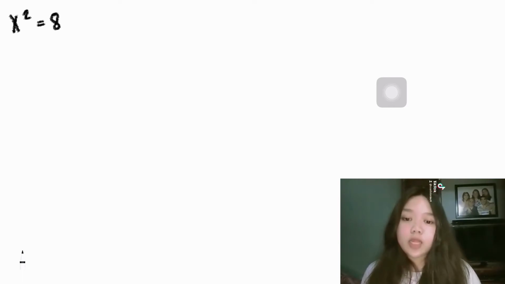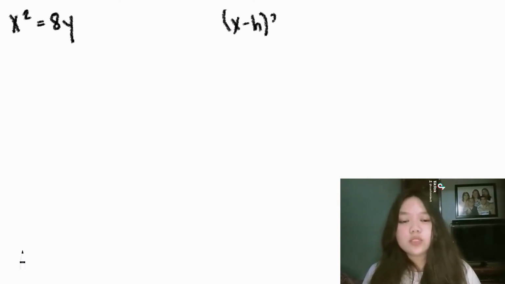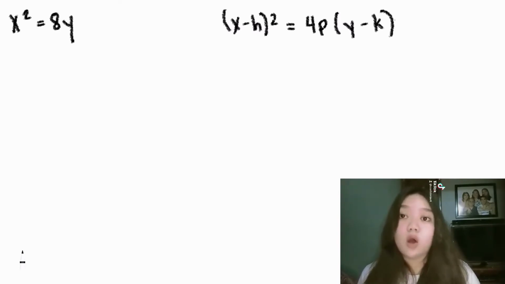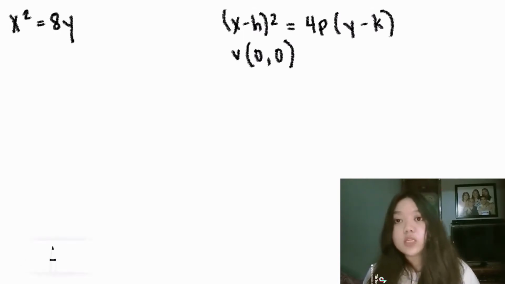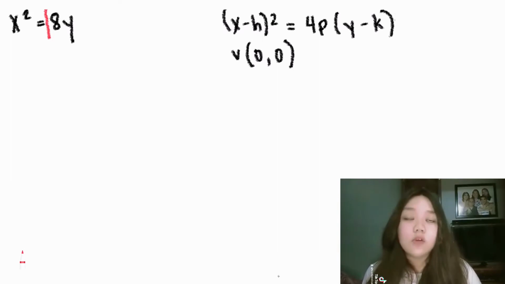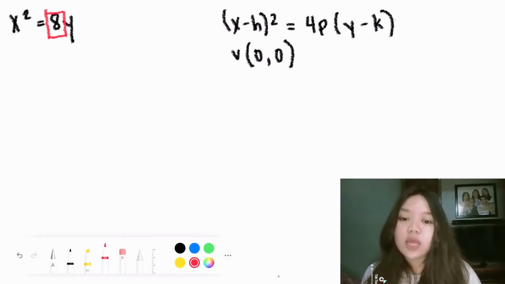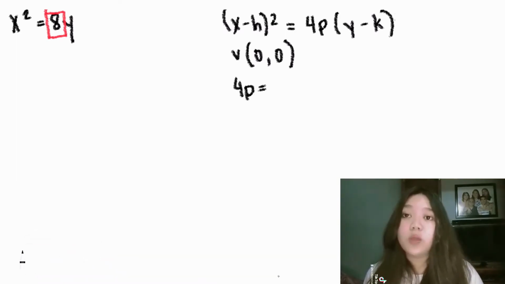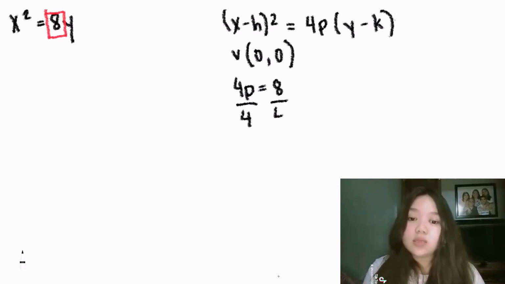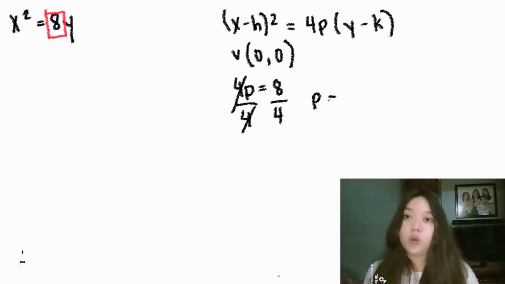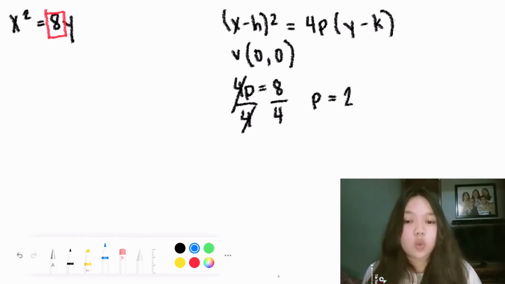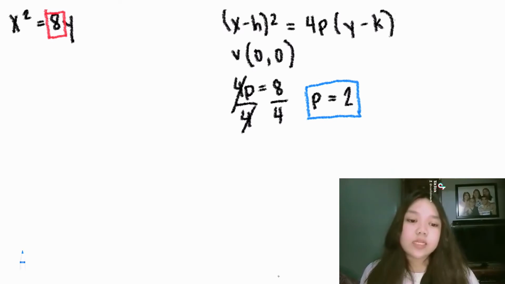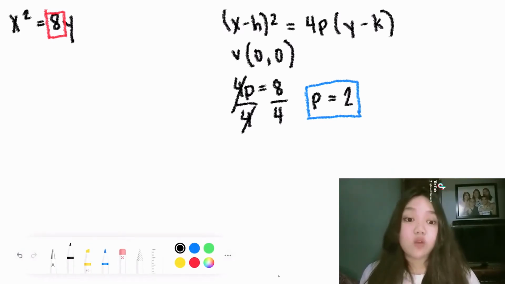Okay, so let's now go to our first standard formula example. So in this example, we were given the equation x squared is equal to 8y. And then to find the parabola, we need to use the equation x minus h squared is equal to 4p times the quantity of y minus k. So the first thing that we need to do is to find the vertex of the parabola, of course. And since in the equation x squared is equal to 8y, there's no h and k given, then our vertex is automatically 0, 0. Then as we can see in the equation, the x value is the squared one, meaning that our parabola will either open downward or upward. But since the value beside y, which is 8, is positive, then our parabola is gonna go upward. Then to find our p, we're gonna equate 4p to 8, then divide both sides by 4 to isolate the p value. So 8 divided by 4 is 2. So now we have the value of our p, which is equal to 2.